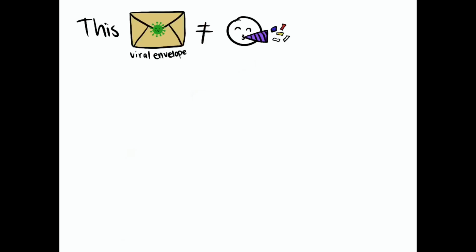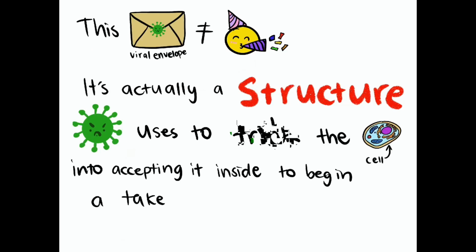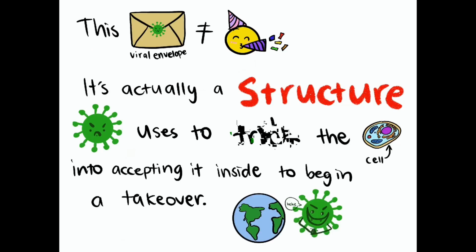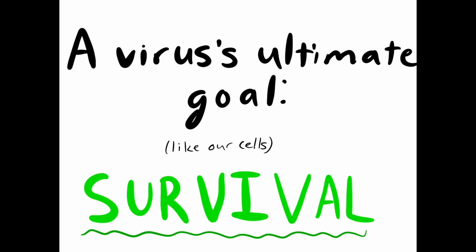But this viral envelope is no cause for celebration because it's actually a structure the virus uses to trick the cell into accepting it inside so that it can begin a hostile takeover. Similar to our cells, a virus is trying to accomplish the same goal, survival. Let's begin exploring a virus's life cycle with one straightforward question.